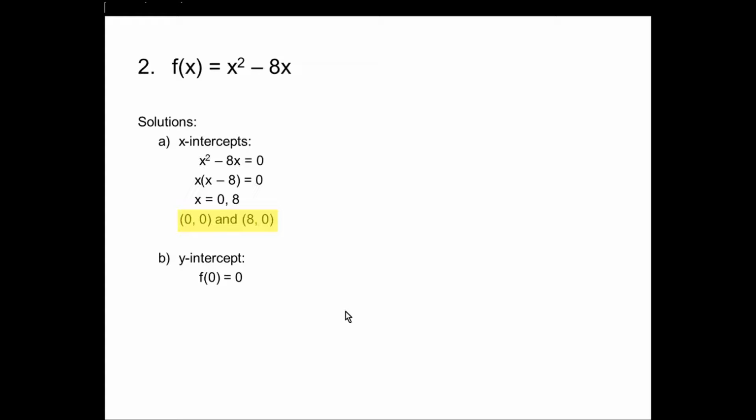For part B, the y-intercept, remember it's f of 0, which is 0. So you have 0 squared minus 8 times 0. So as a point, (0, 0). Notice the origin is both an x- and a y-intercept. General form is better for finding the intercepts. Standard form is better for finding the vertex, which then also makes it easy to graph.